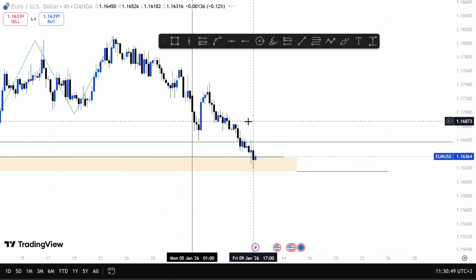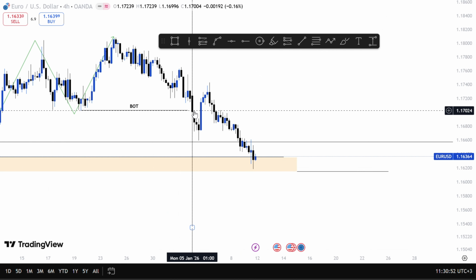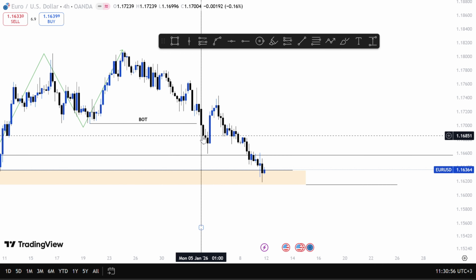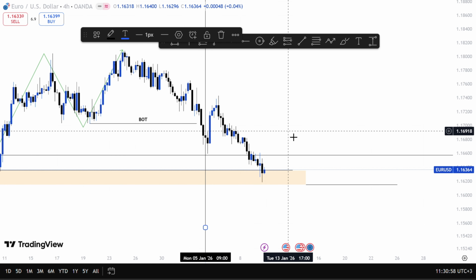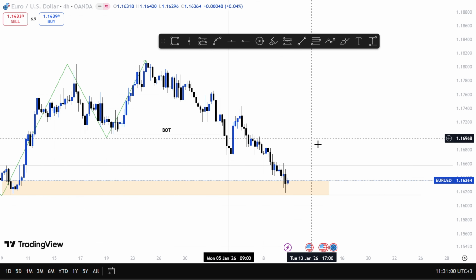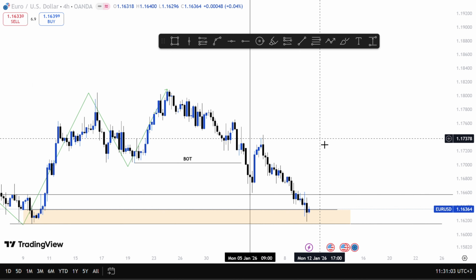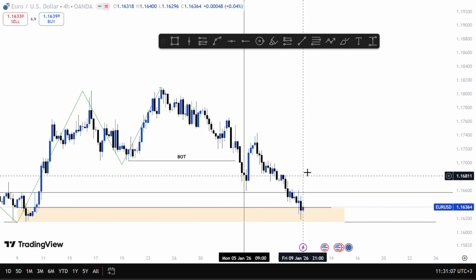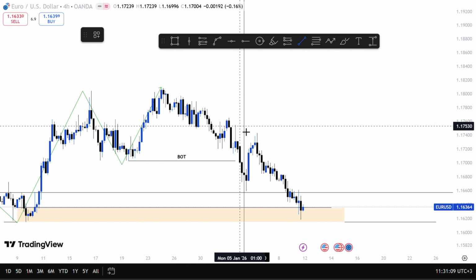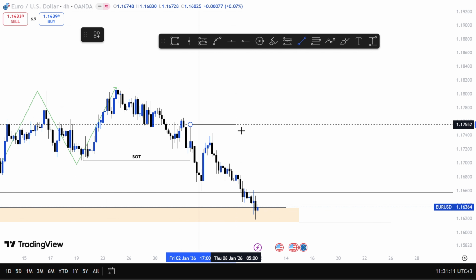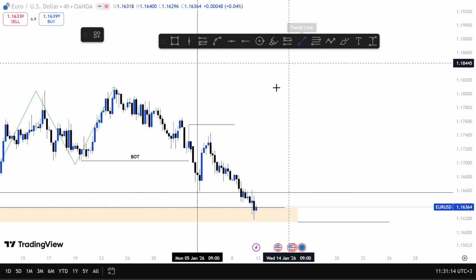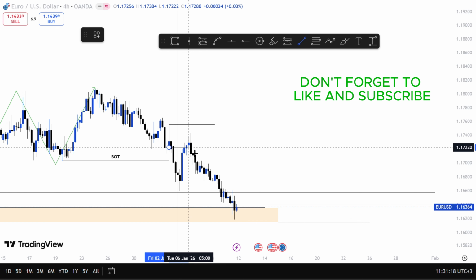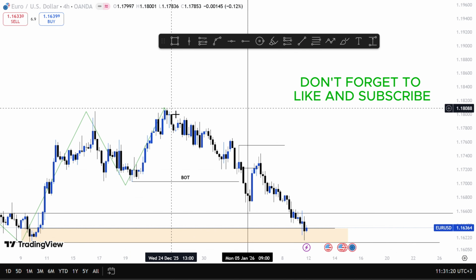Coming to the 4-hour, during Monday, I saw that it broke. So actually I do my analysis at 9 a.m. Eastern African time, and I just wanted to see the possibilities of areas where I should take my selling continuation trades, and I actually identified those areas, which was this zone here.